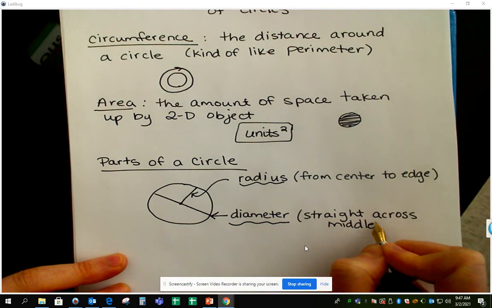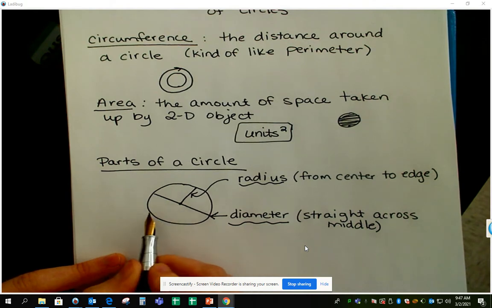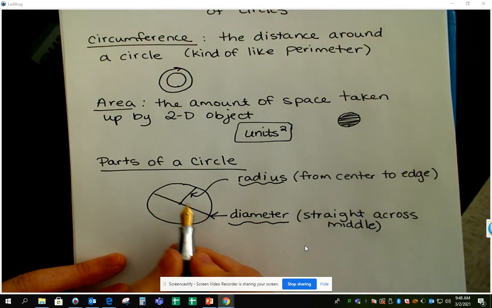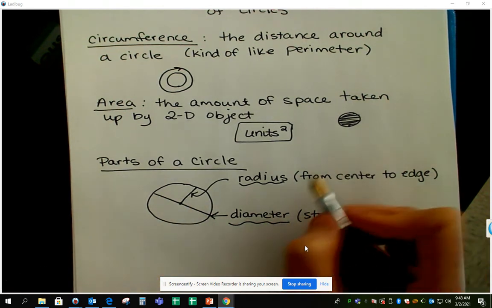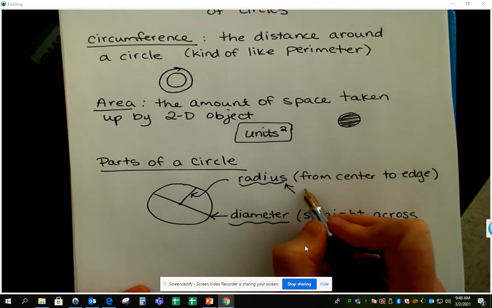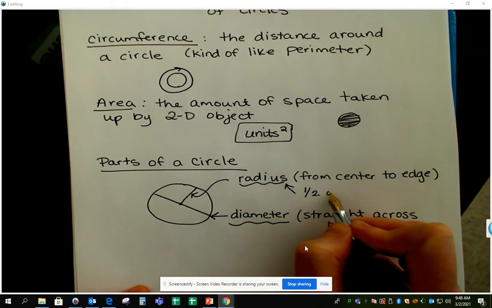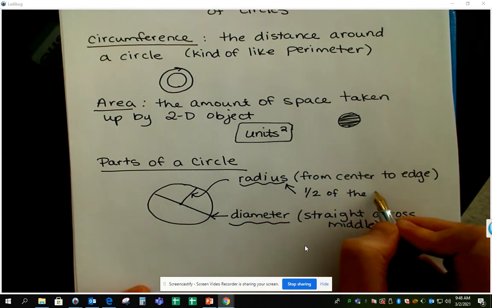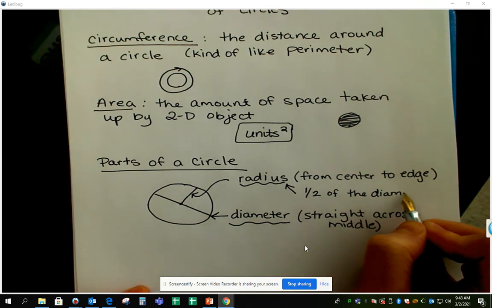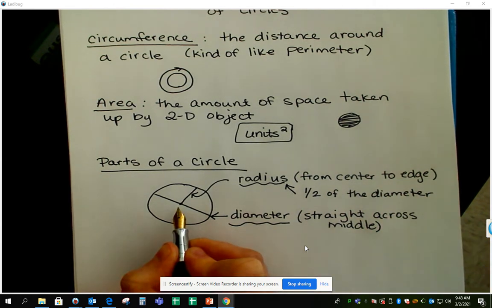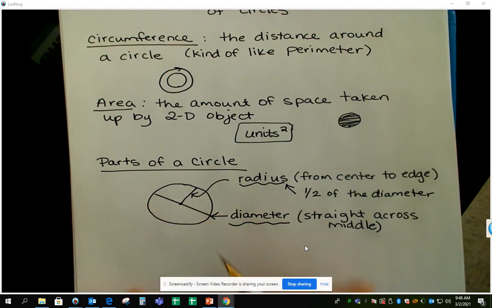Be careful that you always include that center point. If you're going like straight across here, that would not be the diameter. It has to be directly across the middle. And one thing to notice is the radius is half of the diameter. So if you thought of extending this radius all the way to the other side, that would be another diameter. I don't want to draw it on there because then your notes will be funky.